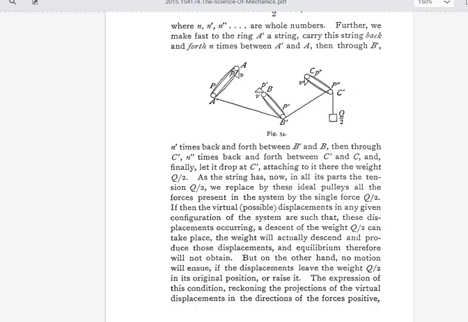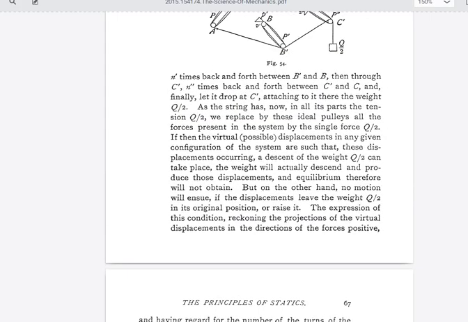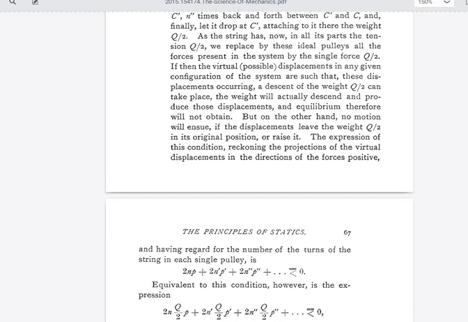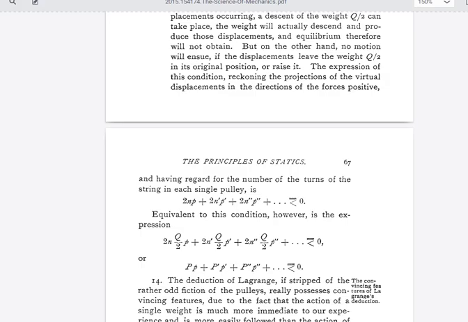The expression of this condition, reckoning the projections of the virtual displacements in the directions of the forces positive, and having regard for the number of the turns of the string in each single pulley, is 2np + 2n'p' + 2n''p'', and so on, is less than or equal to 0. Equivalent to this condition, however, is the expression 2n times Q/2 p + 2n' times Q/2 p' + 2n'' times Q/2 p'', and so on, less than or equal to 0. Or finally, Pp + P'p' + P''p'', and so on, less than or equal to 0.